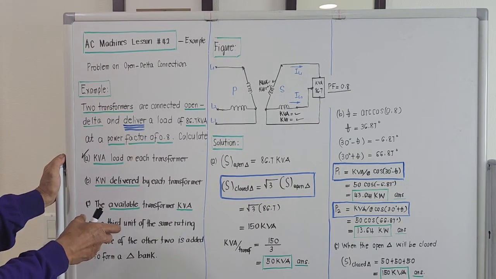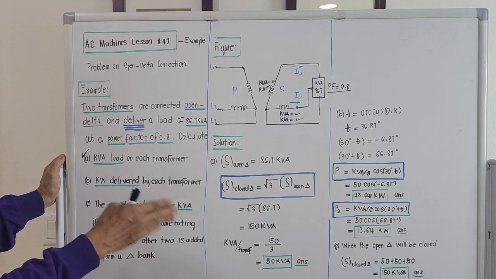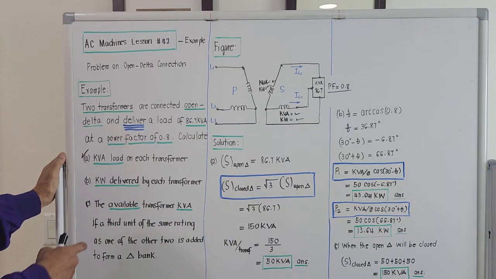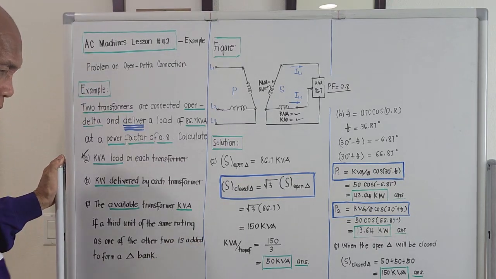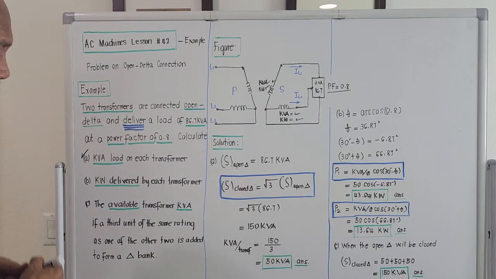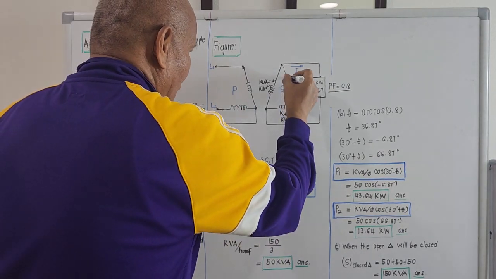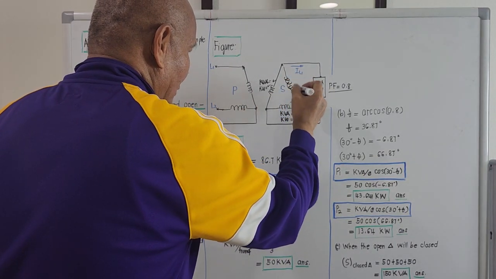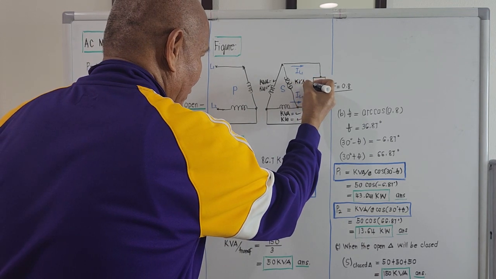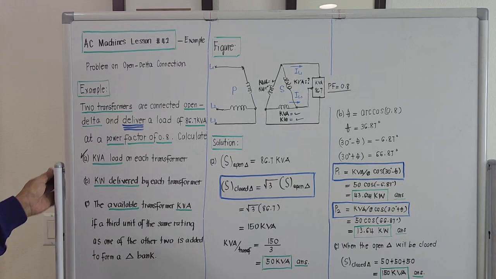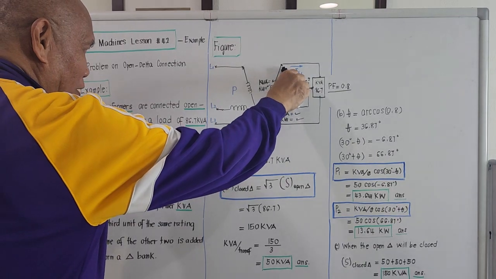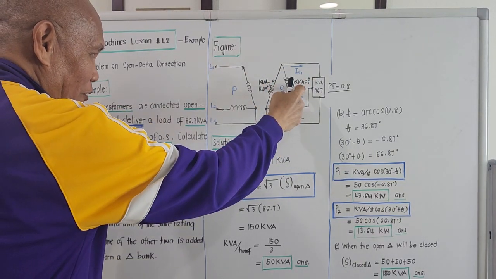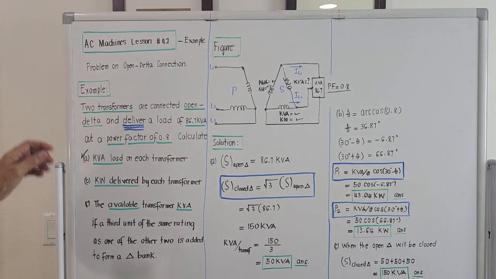Letter C, the available transformer kVA, the apparent power, if a third unit of the same rating as one of the other two is added to form a closed delta. The problem is just asking, if we try to complete this one, what will be the kVA of the third one? If we now try to complete this one as a closed delta, what will be the kVA of the third one? Okay, let's try to bring out the solution.